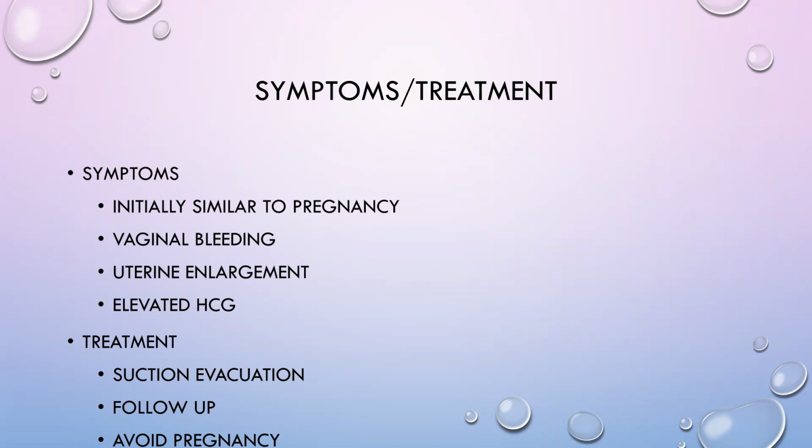Symptoms to start off with are very similar to the beginning of a pregnancy. Other symptoms may include vaginal bleeding. The uterus usually enlarges as with the pregnancy, and they still have an elevated HCG as with the normal pregnancy. Treatment includes suction evacuation, follow-up care. These women need to avoid pregnancy, and in case of the carcinoma, they may require chemotherapeutic treatment.